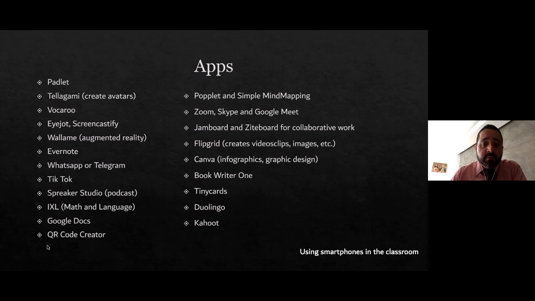Zoom, Skype, and Google Meet. So for video conferences, I recommend you to take a look at these ones. Jamboard and Sideboard for collaborative work. Okay, these are really fantastic. It's like a whiteboard where they can collaborate. It's really fantastic. Flipgrid, it's really fantastic. I suggest you to use this one. Take a look at this one. So to create video clips, images, etc.